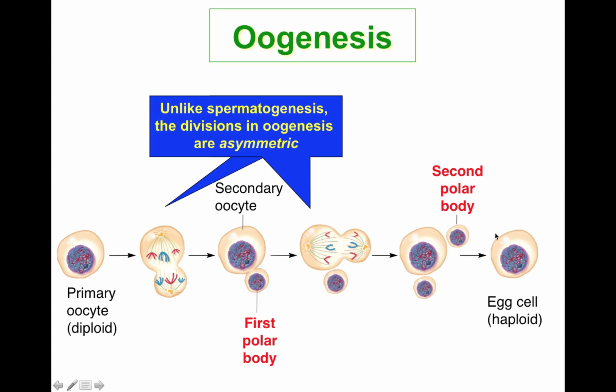That's because the egg needs to store a lot of material to sustain embryonic development through several cellular divisions, before the embryo can begin to extract nutrients from, in the case of placental animals, the placenta of the mother.